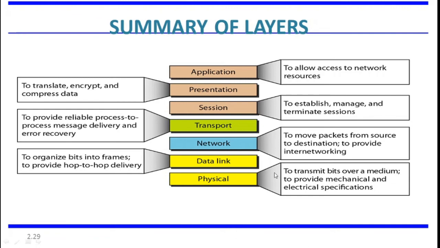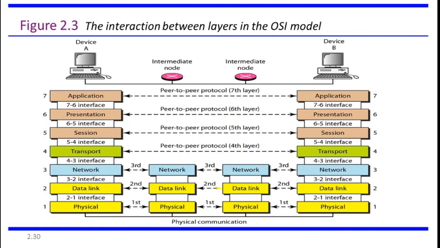to another network. So here data link layer organizes bits into frames and to provide hop to hop delivery. It also takes care of error correction. And physical layer helps to transmit bits over a medium to provide mechanical and electrical specifications of the underlying medium. This being the summary of layers, let us see the functions of each layer. The interaction between the layers of OSI reference model is much more similar to TCP/IP protocol suite.